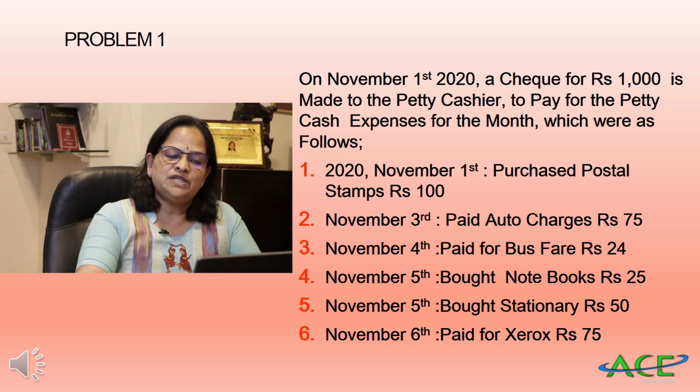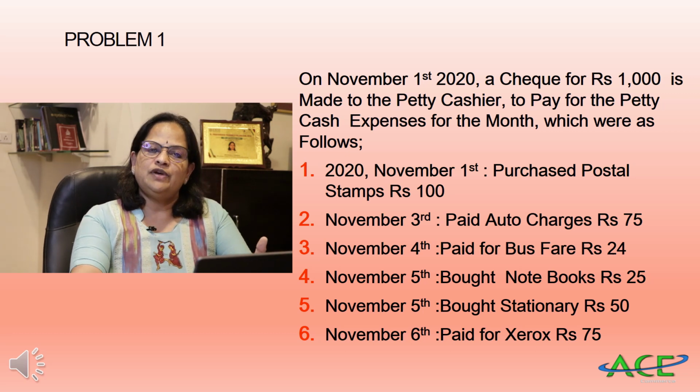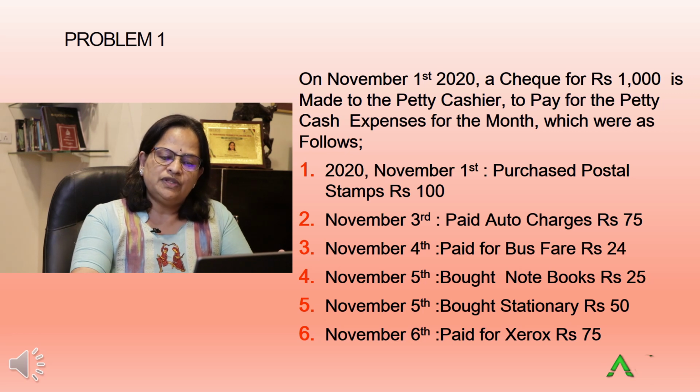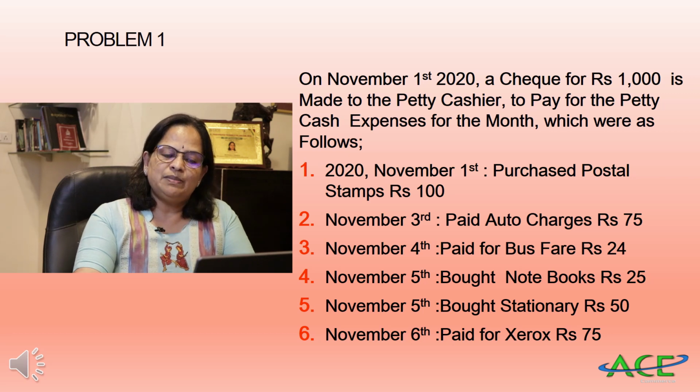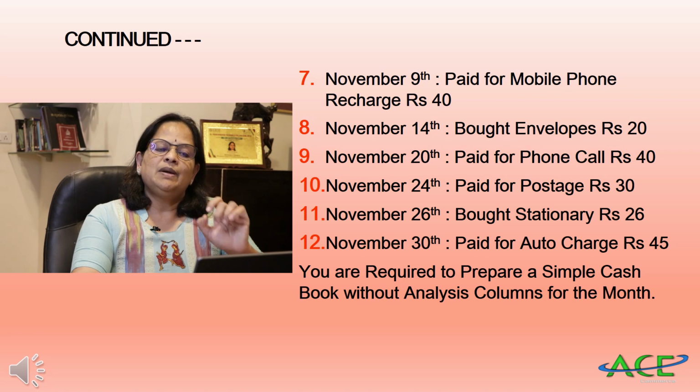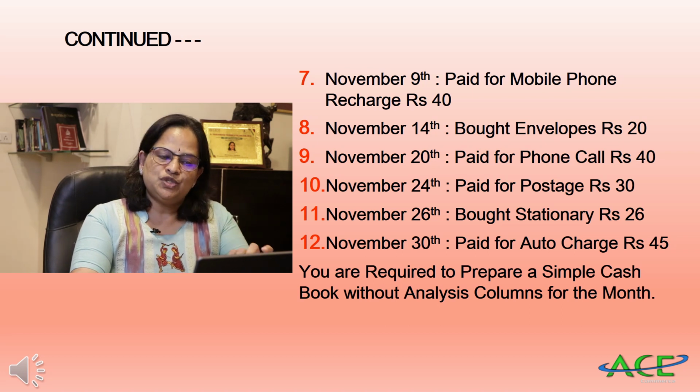2020 November 1st, purchased postal stamps rupees 100. November 3rd, paid auto charges rupees 75. November 4th, paid for bus fare rupees 24. November 5th, bought notebooks rupees 25. November 5th, bought stationery rupees 50. November 6th, paid for Xerox rupees 75. Now November 9th, paid for mobile phone recharge rupees 40.